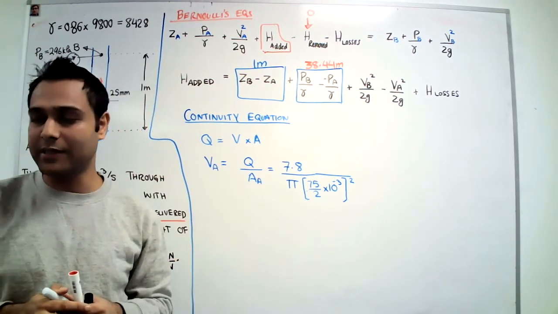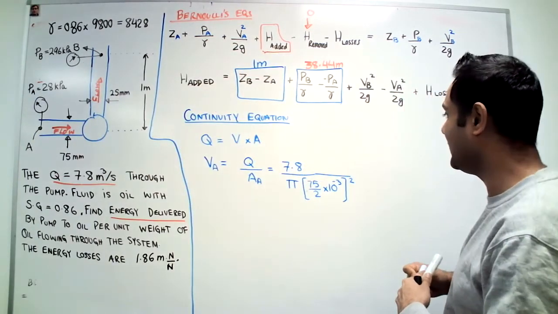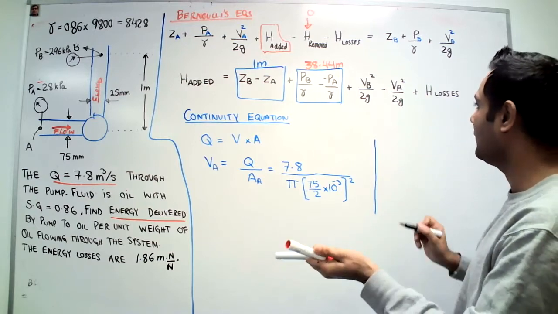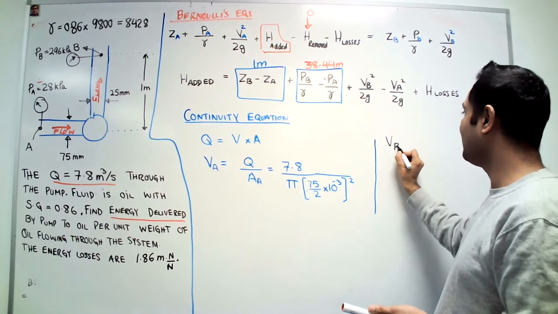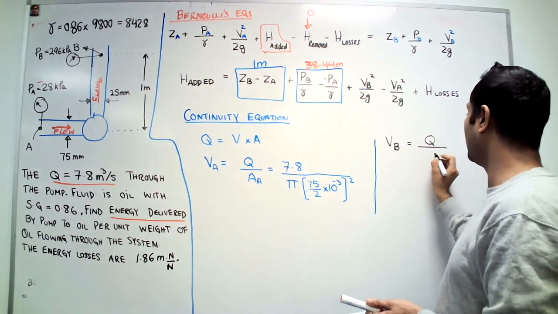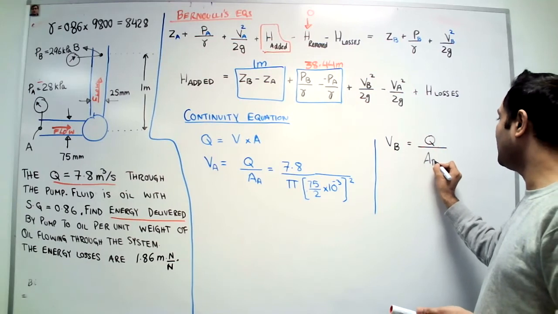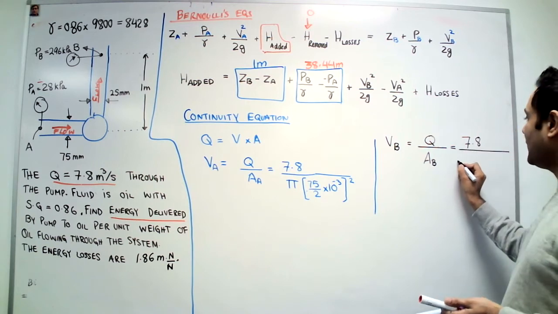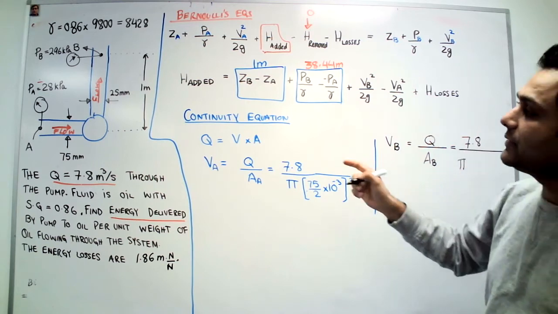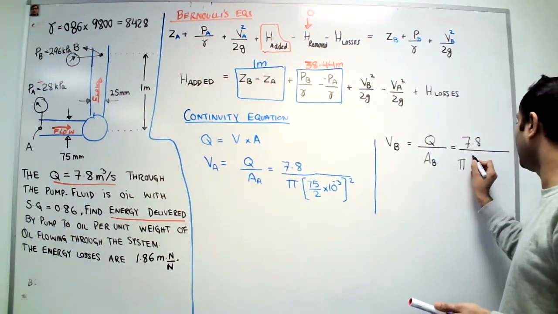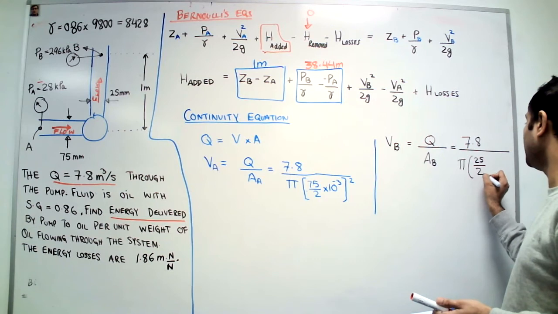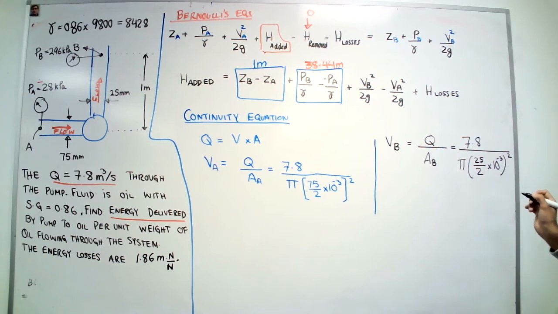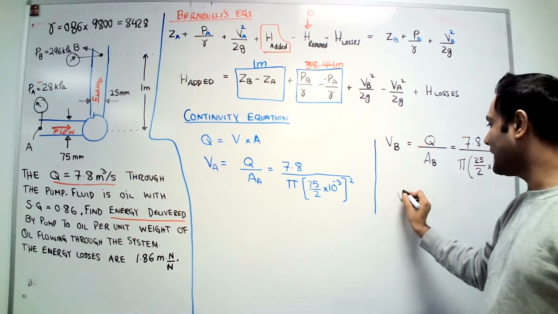And if we got the velocity at point A, we can also find out the velocity at point B. So that will give you the VA. To find the velocity at point B, it's going to be Q over the area of the B. The Q is the same, 7.8. The area is going to be pi r. The radius is going to be half of that one, 25/2 times 10 to the minus 3 and square. So we will get the VA and we will get the VB.